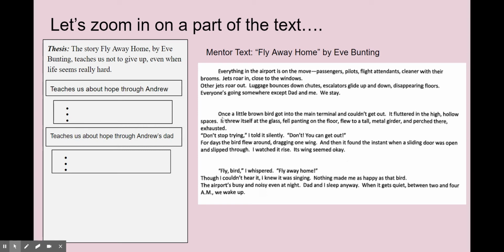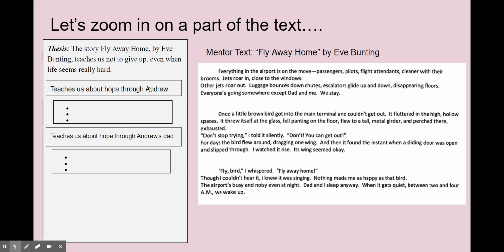And I think more about this bird. And then, wait a second, it hits me that this bird also teaches us about hope. Andrew says, "Don't stop trying," I told it silently. "Don't! You can get out." And then the story says, for days, the bird flew around, dragging one wing, and then it found the instant when a sliding door was open and slipped through. I watched it rise. Its wings seemed okay. So even the bird is not giving up.